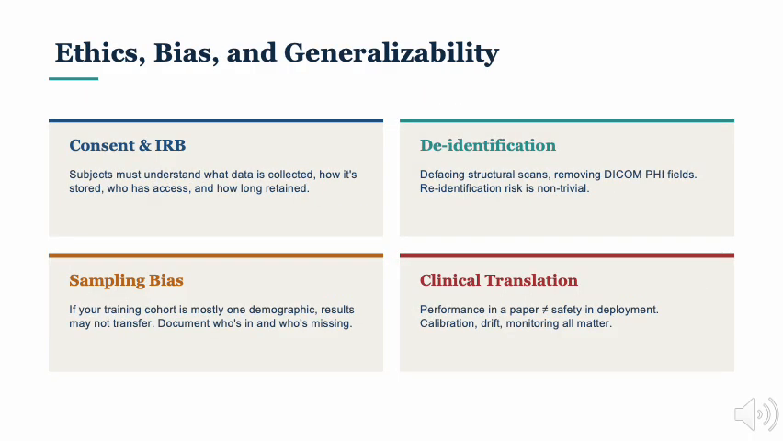Finally, the ethical dimension. Consent and IRB approval mean subjects must understand what data is collected, how it is stored, who can access it, and how long it is retained. De-identification, defacing structural scans, and removing DICOM fields matters because the re-identification risk is non-trivial. Sampling bias is a serious concern.